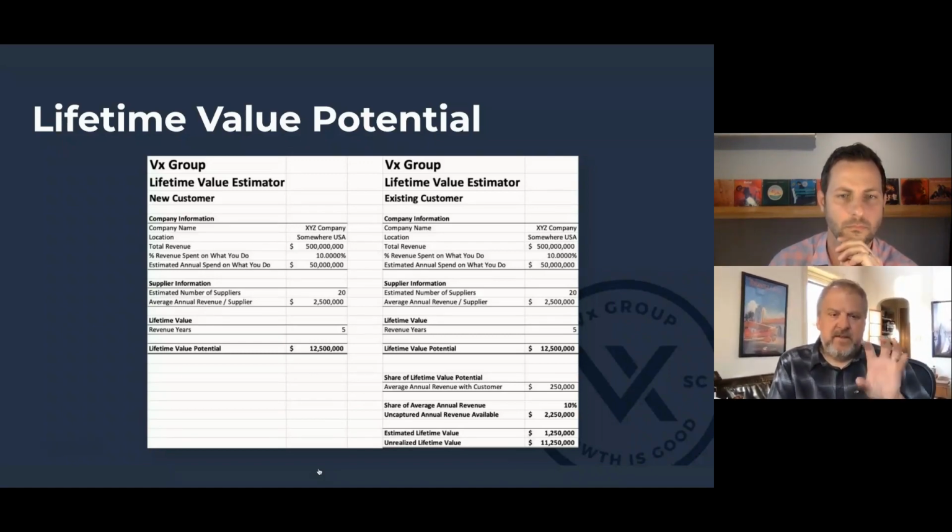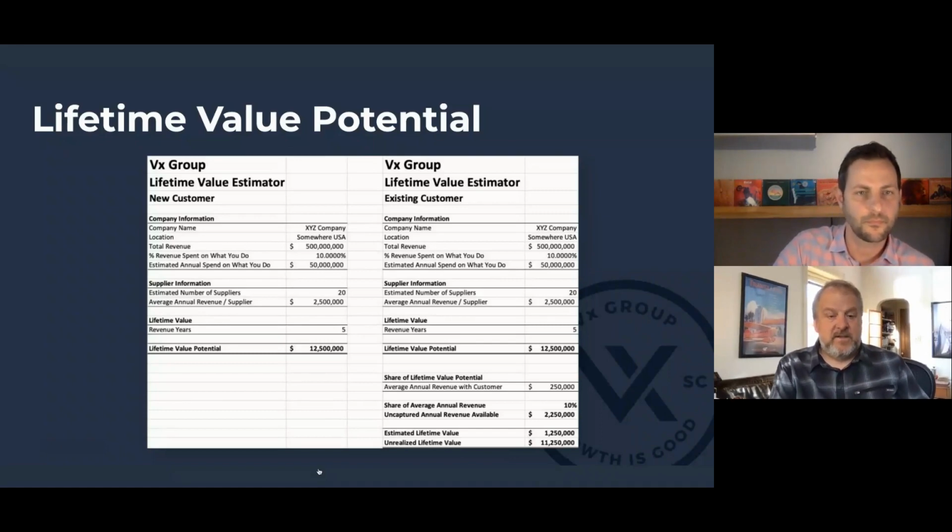So, looking at new customers, you want to make sure that you identify the ones that have high lifetime value potential and also the ones that don't. And both of those are really important.